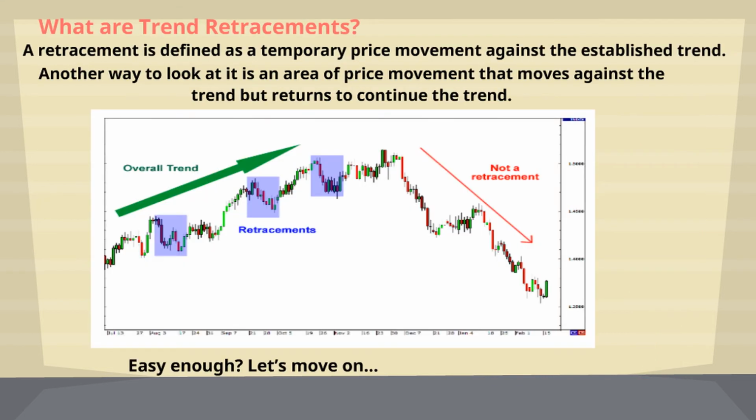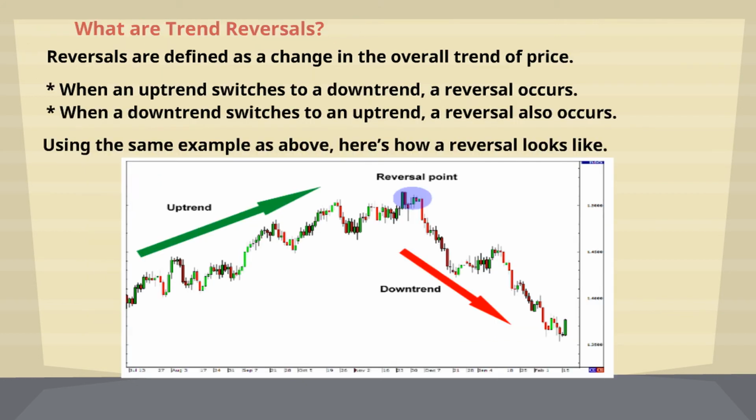What are trend retracements? A retracement is defined as a temporary price movement against the established trend. Another way to look at it is an area of price movement that moves against the trend but returns to continue the trend. Easy enough? Let's move on. What are trend reversals? Reversals are defined as a change in the overall trend of price. When an uptrend switches to a downtrend, a reversal occurs. When a downtrend switches to an uptrend, a reversal also occurs. Using the same example as above, here's how a reversal looks.